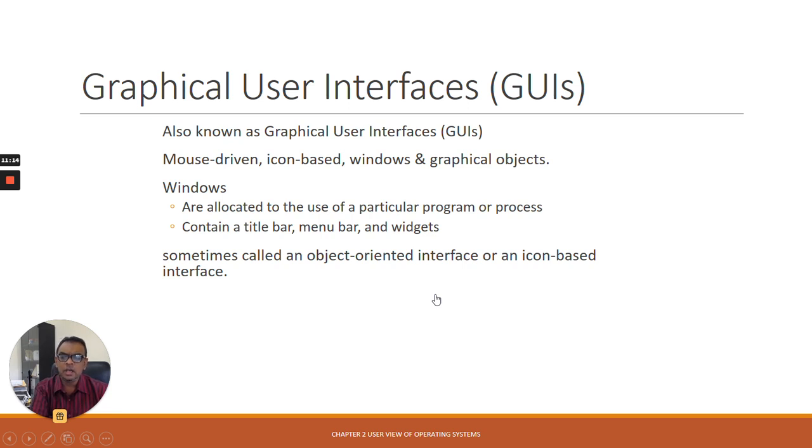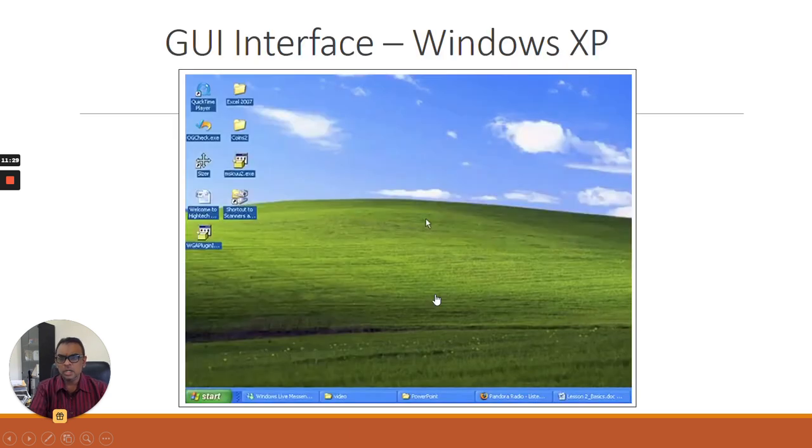Graphical user interface: very simple, mouse driven. If you don't have a mouse, you need to have a mouse. It's all icon based, all Windows based graphical, and there's a title bar, menu bar, widgets, and so on. So this is how a graphical user interface looks like. All the nice colors, you have the font size, and you have the folders. You know which is a folder.